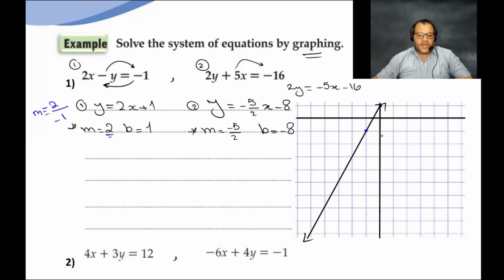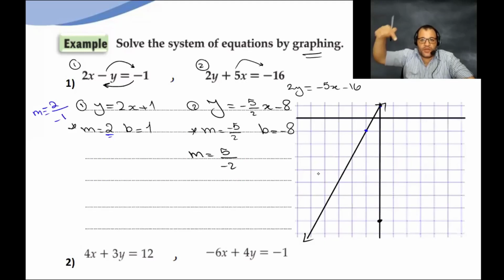Okay. For the second line, the y-intercept will start from the beginning point, which is negative 8. So 1, 2, 3, 4, 5, 6, 7, 8. That is the point here. That is the starting point. The slope is negative 5 over 2. What is the meaning of negative 5? It means going down 5 and 2 right. Or we can say that the slope will be equal to 5 over negative 2, because there is no place to go down. Just change the position of the negative. So it will be 5 up, 1, 2, 3, 4, 5.